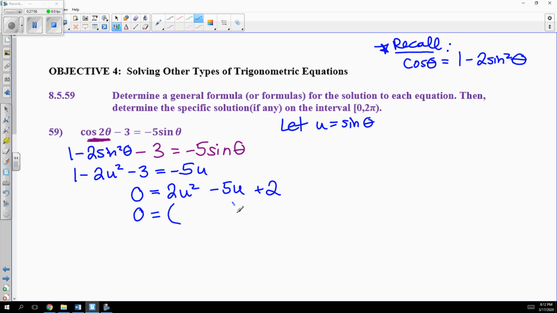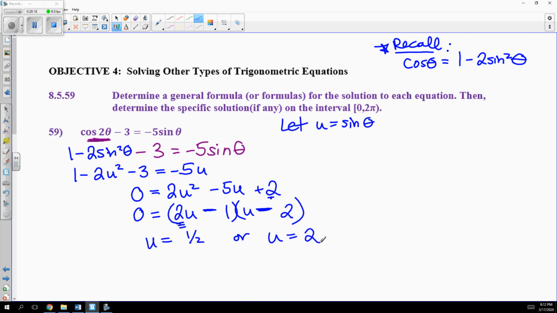And again, try to factor. I need to get a 5. So somehow or another, I'm going to have to multiply this 2 that's in front by this other 2 back here so that I can get a 4 and a 1, right? And then it's going to be negative and negative because I need the last term to be positive and the middle term to be negative. So now we've got u is equal to 1/2 or u equal 2.